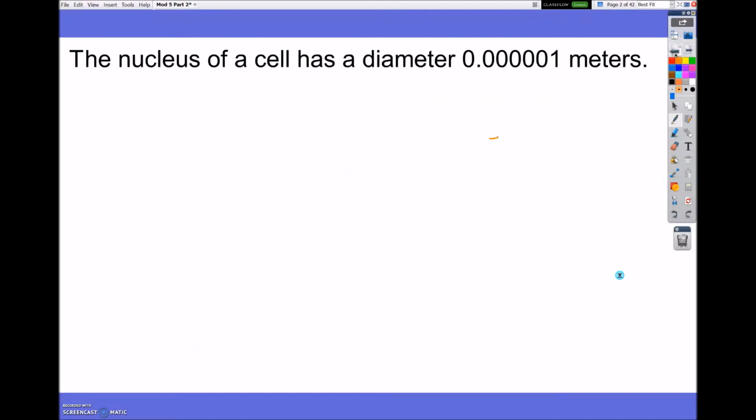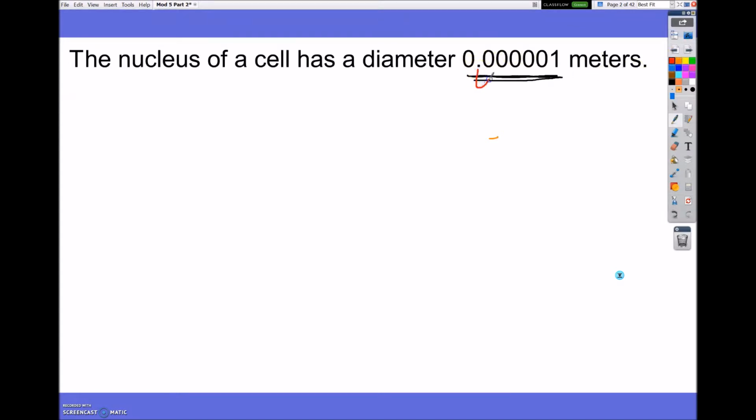So let's go ahead and do this. I want us to write all these numbers into scientific notation. It says the nucleus of a cell has a diameter of 0.000001 meters, and I want to convert this to scientific notation. First off, I want you to realize that this number is really small. It's smaller than 1. Therefore, we are going to have a negative exponent.